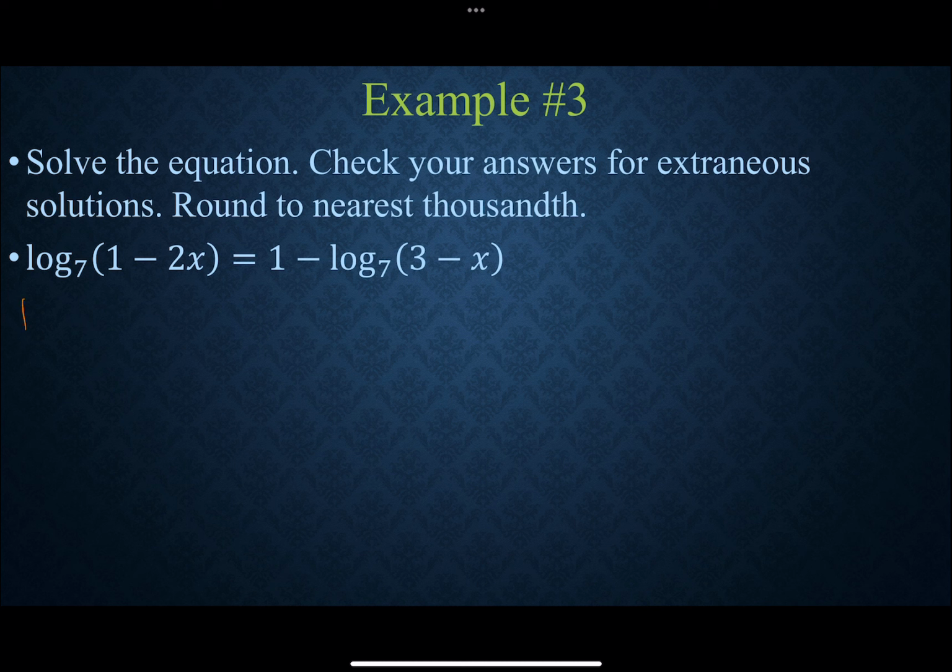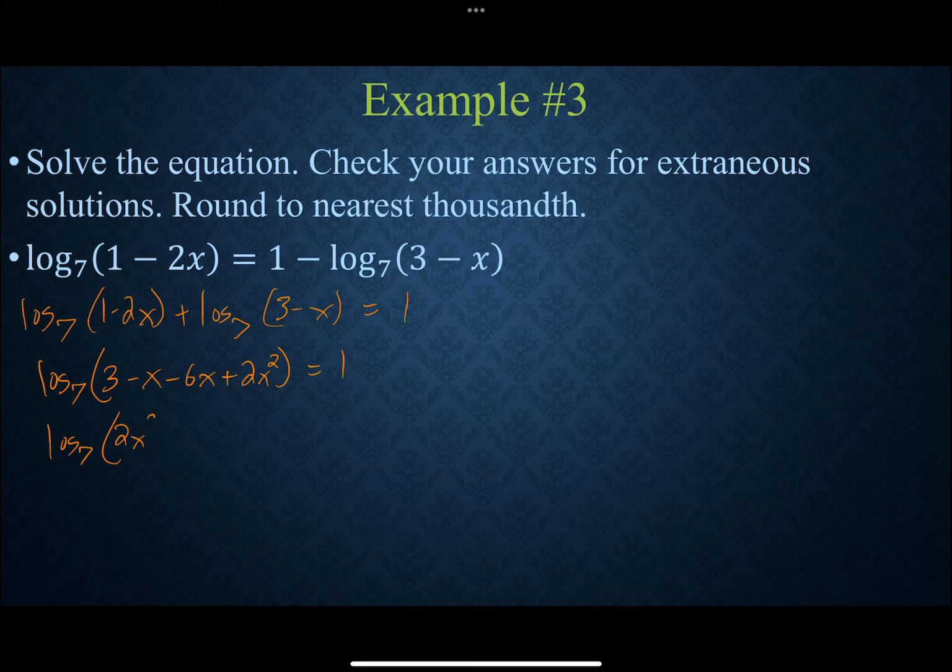So that would rewrite as log base 7 of 1 minus 2x plus log base 7 of 3 minus x equals 1. Properties of logs: when we are adding two logs together, we can condense that by multiplying the insides. It becomes log base 7 of 3 minus x minus 6x plus 2x squared, which when we rearrange and combine, we get 2x squared minus 7x plus 3.